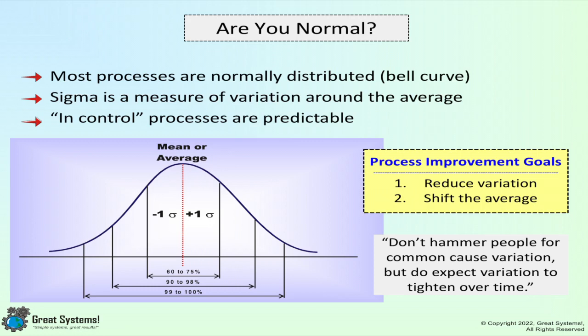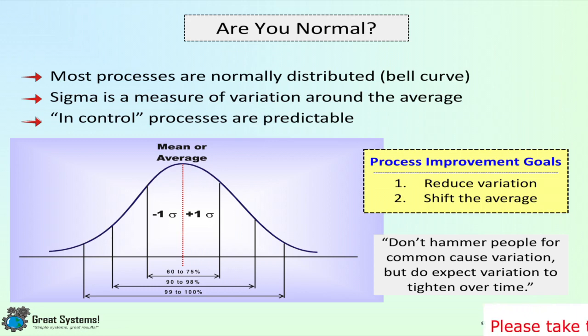desired level of performance. Don't hammer people for common cause variation, but do expect variation to tighten over time. When a system is normally distributed, certain percentages of its values fall within certain distances from the average. Well-designed processes have less variation and are more predictable.